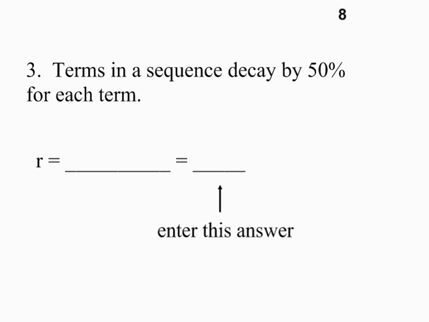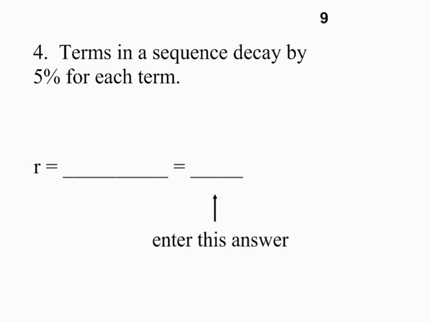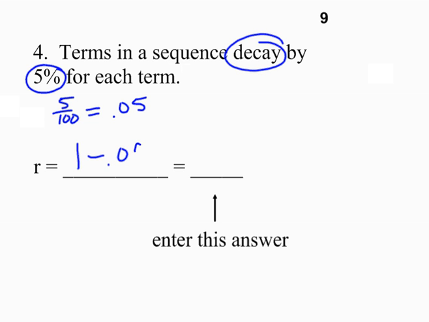Let's try a decay one. Okay, if I decay by, I'm skipping to number 4, I'm decaying by 5%. So again, you see your percent, turn that into a decimal, which is 0.05, and do 1 minus now because it's decay. And so my common ratio is 0.95.